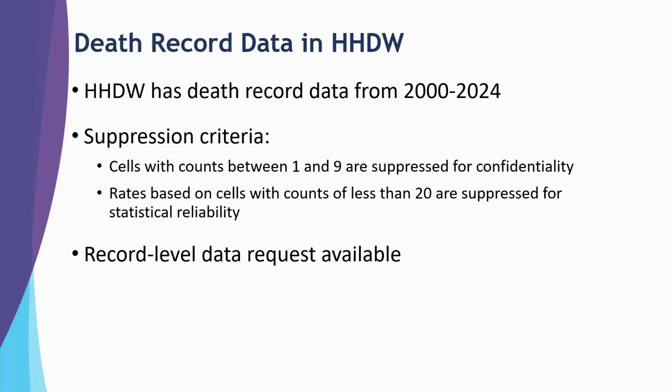We do have suppression criteria that we follow based on CDC regulations. So specifically, if there's a death count between 1 and 9, that's suppressed for confidentiality, and rates based on cells with counts of less than 20 are suppressed for statistical reliability. We also do help facilitate record level vital statistics requests.